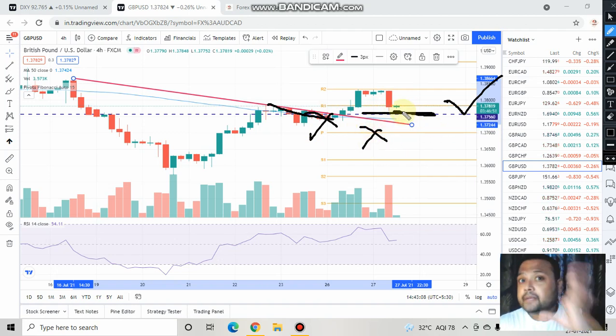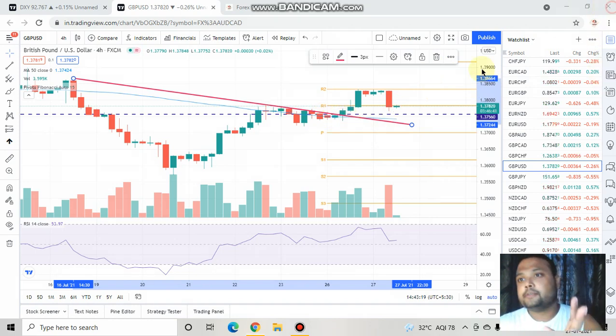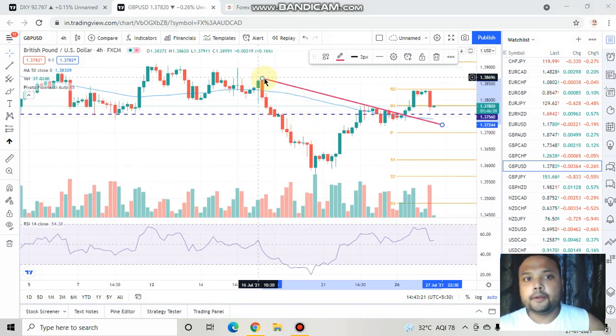So looking at the present condition of the market, what I'm saying is that there is a good possibility that we may see the market going up from here, instead of the market going down.